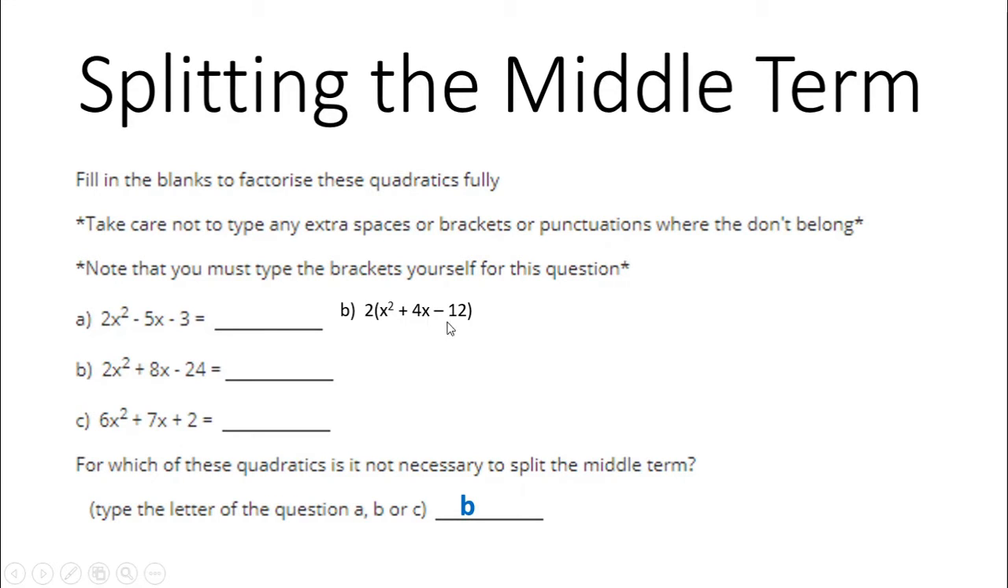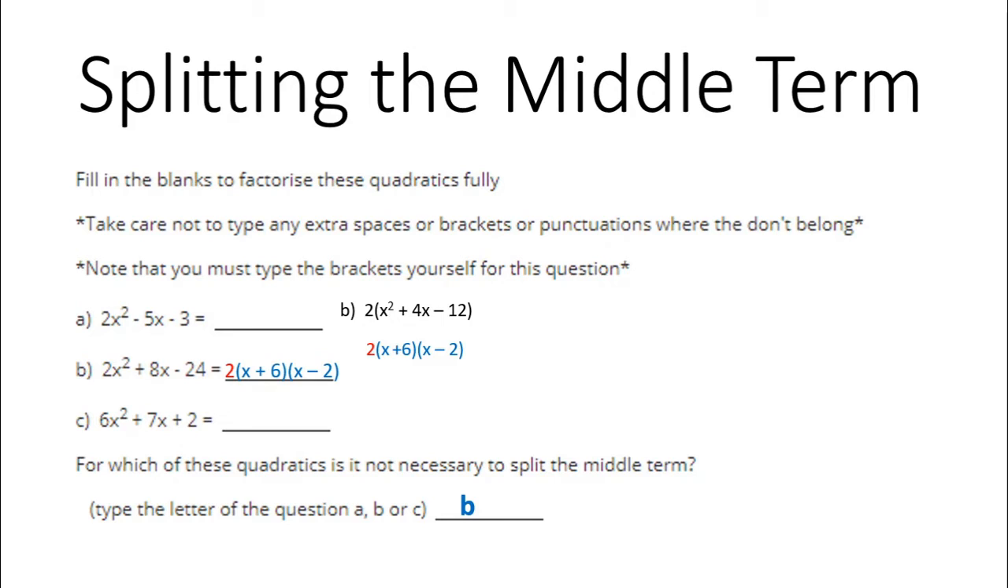Now looking at the quadratic we've got left, we can just set up our brackets with x in both brackets, and look for the two numbers that multiply to make negative 12, but add to make positive 4. And those numbers are positive 6 and negative 2. Make sure you've got the signs the right way around. There's one positive and one negative because they multiply to make a negative, and the bigger number is the positive one because they have to add to make positive 4. Okay, so that's B. Let's look at A next.